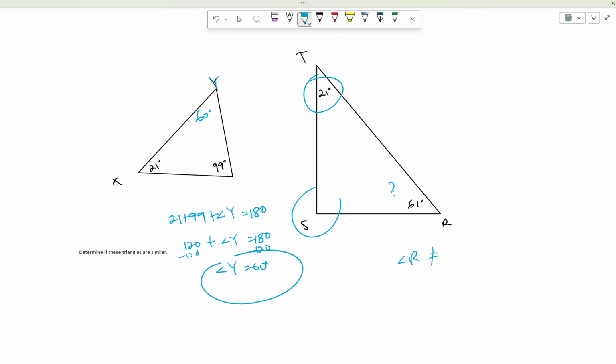I don't have to do any more calculations to figure out what angle S is, right? Because angle R is not equal to 61 degrees, nor is it equal to 99 degrees. I just need to look for two of the angles, okay? I don't have to sit here and figure out what angle S is. Angle Y or R has to be either one of these because I have the matching 21 and 21 right here, okay?